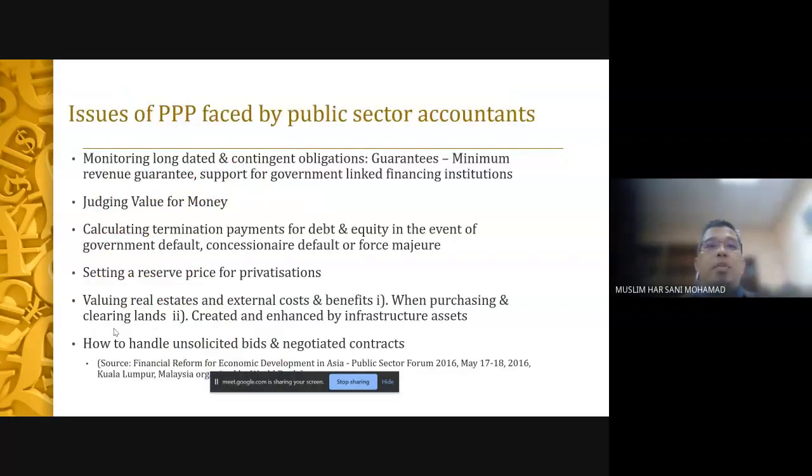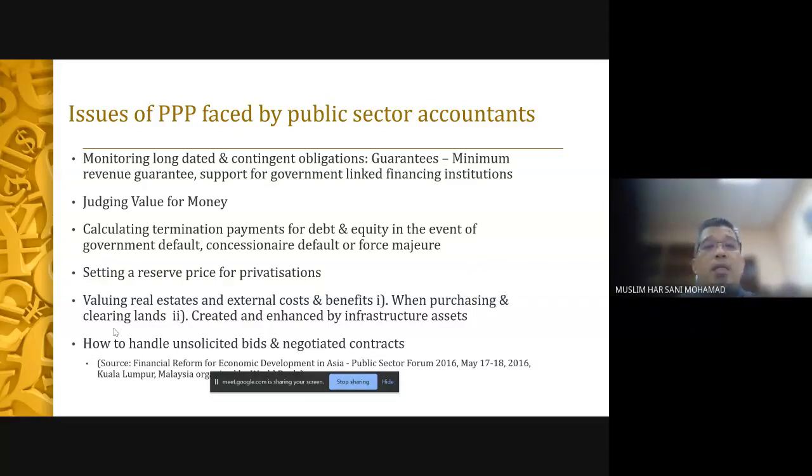Okay, issues of PPP faced by public sector accountants. Monitoring, I think I got this from a conference: monitoring long-dated and contingent obligations. Because the government provides guarantees, minimum revenue guarantees, and support for government-linked financing institutions. So if the collection is not enough to cover the revenue as prescribed in the contracts, then the government has to provide.